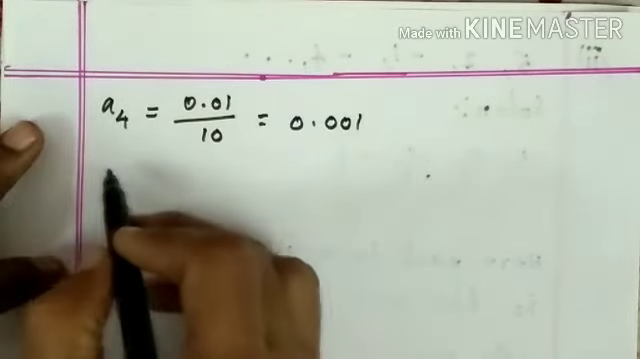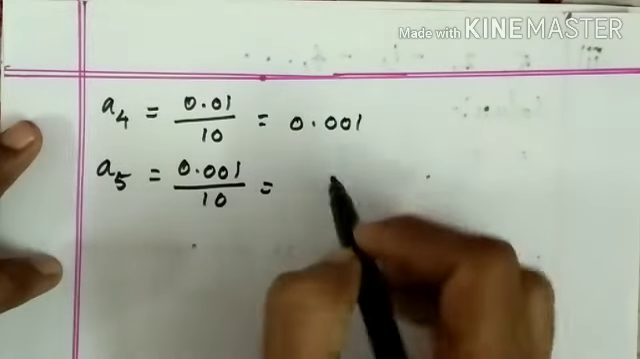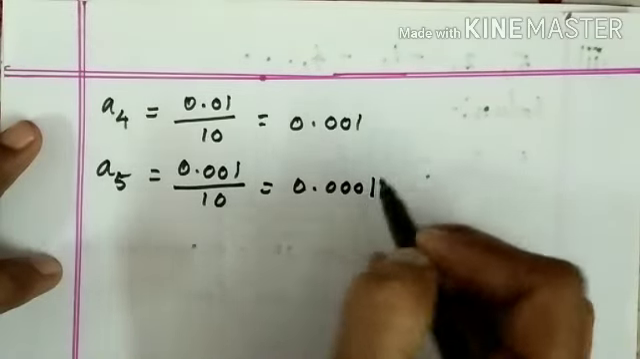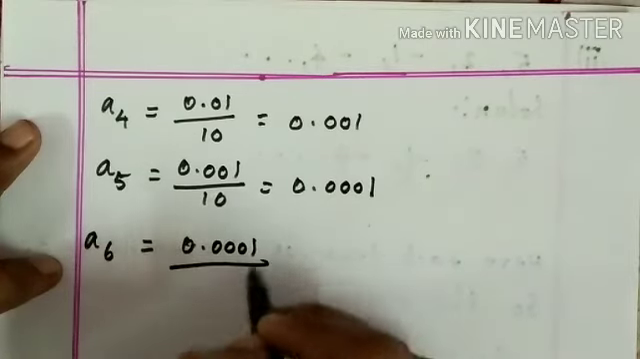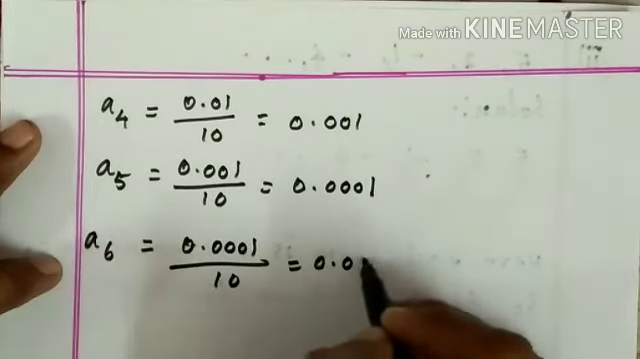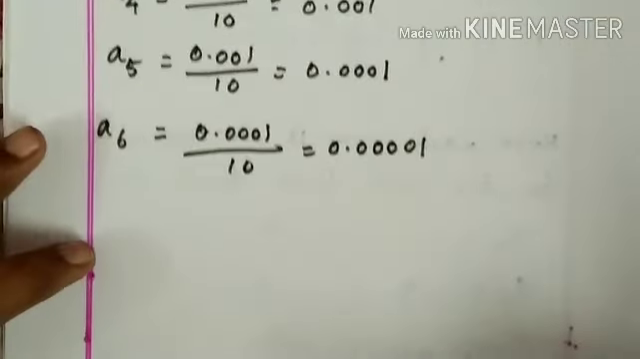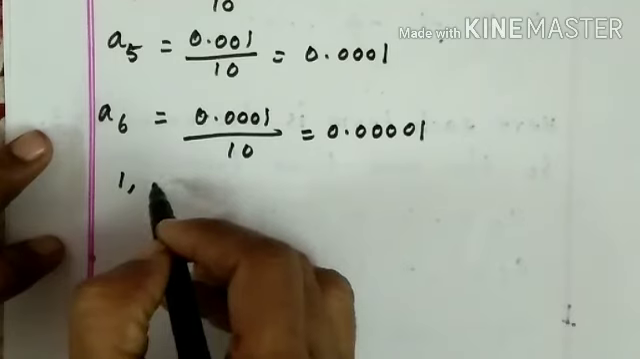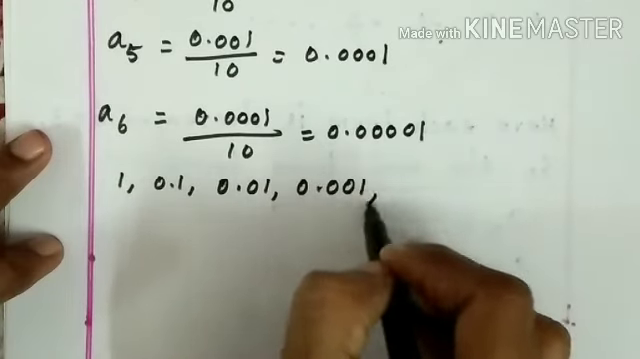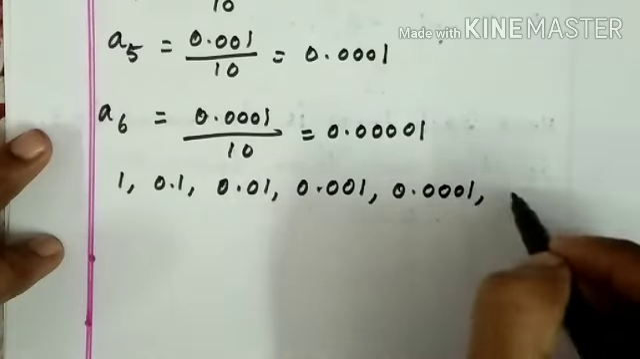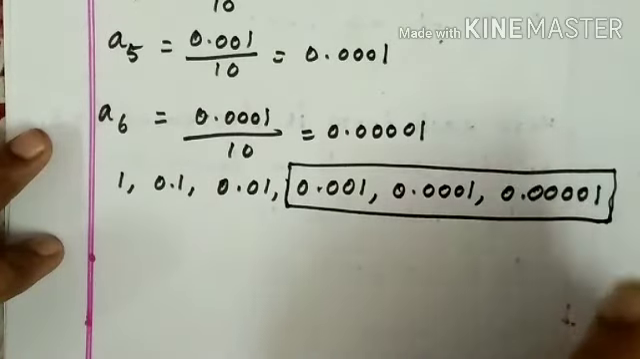That is 0.001. A5 is equal to 0.001 divided by 10, which is 0.0001. Then the sixth term, A6 is equal to 0.0001 divided by 10, which is 0.00001. Hence, the sequence is 1, 0.1, 0.01, 0.001, 0.0001. Hence, this is the answer for this question.